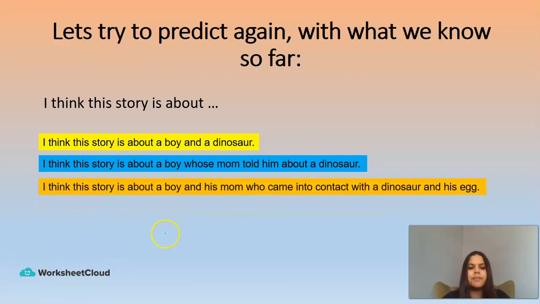I think the story is about a boy and his mom who came into contact with a dinosaur and his egg. So now I'm taking it a step further. So now I'm thinking it could be about a boy and his mom who came into contact with a dinosaur and his egg. That's very possible. Maybe the story is about a boy and his mom and how they came into contact with the dinosaur and the dinosaur's egg. Okay, that is a good prediction, but we still don't know what the story is about, grade 4s.